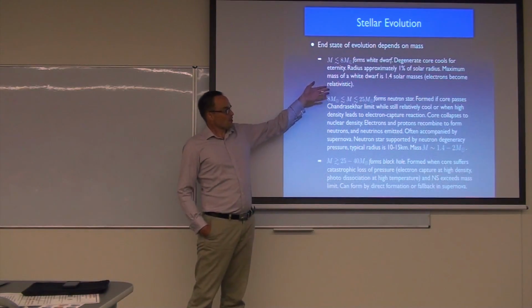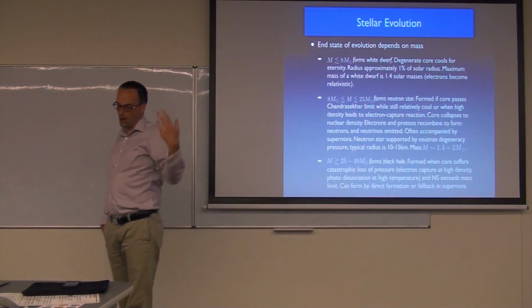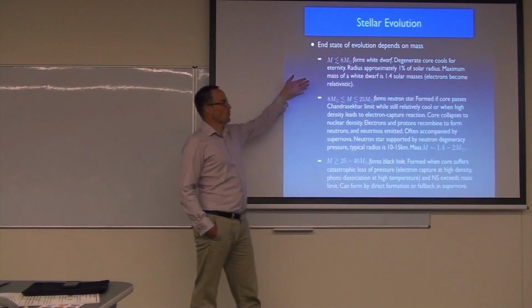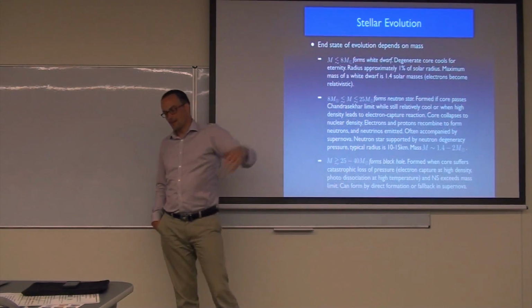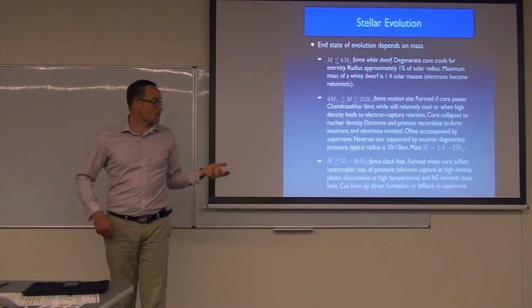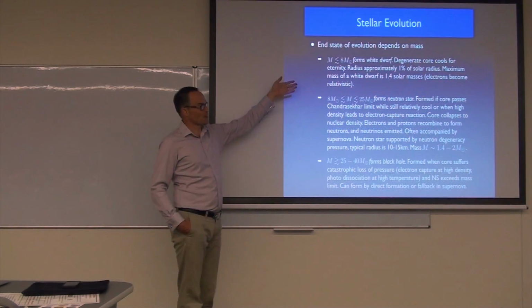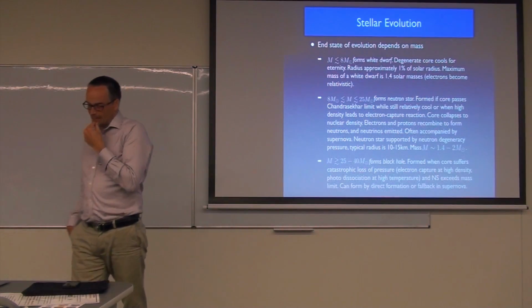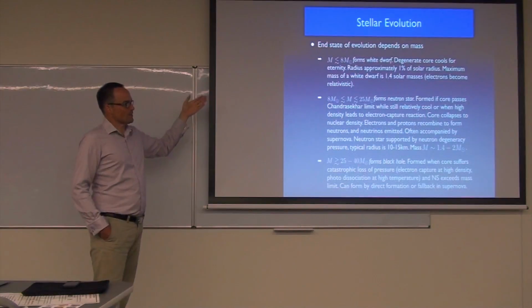Slightly heavier stars form carbon-oxygen white dwarfs. These get hot enough to burn helium, but not hot enough to burn carbon, and so again they end up supported by electron degeneracy pressure, and then cool over the rest of the universe.